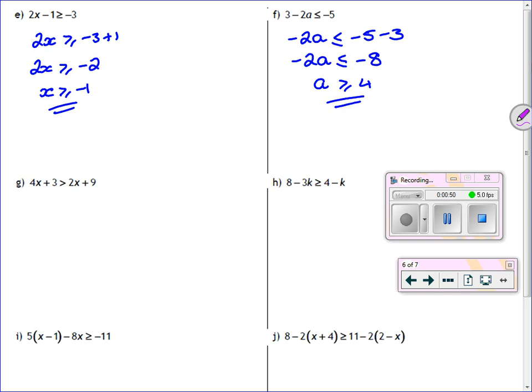So, example G, we have 4x plus 3 is greater than 2x plus 9. So let's do change sign. So we have 4x minus 2x is greater than the 9 that's already there, take away 3. So 4x take away 2x gives us 2x, is bigger than 9 take away 3 is 6. Then divide both sides by 2, so we just get x is bigger than 3.